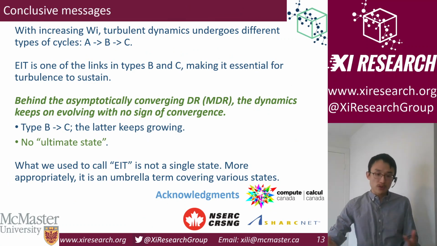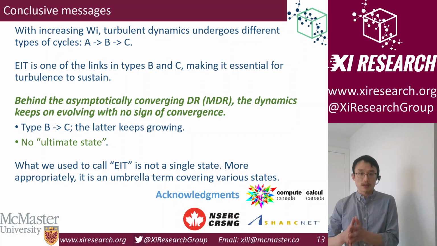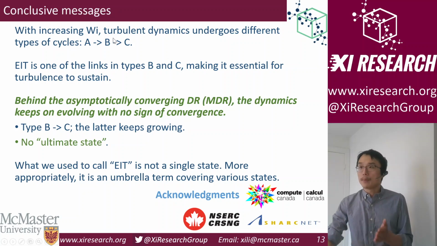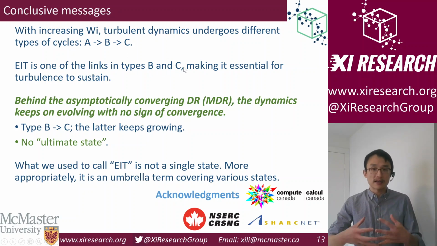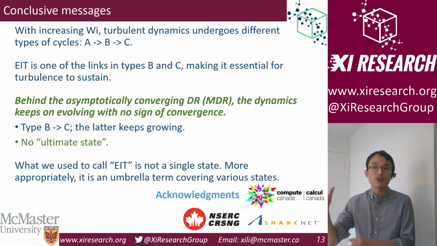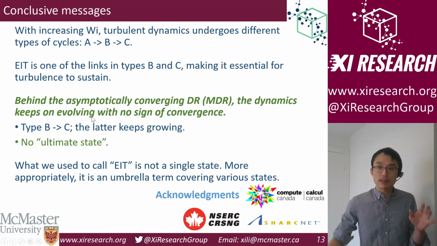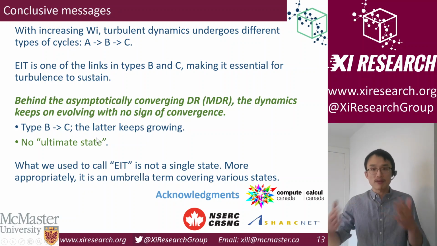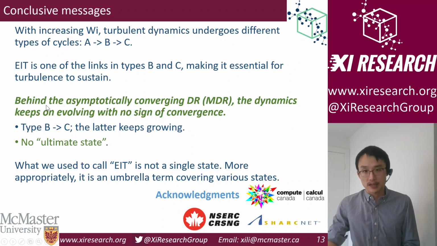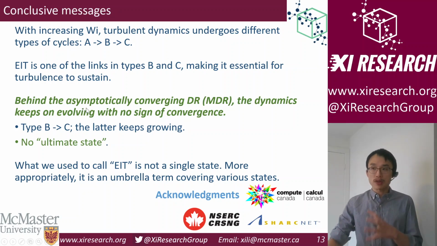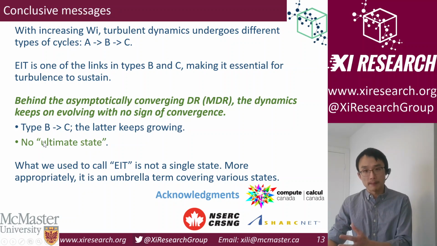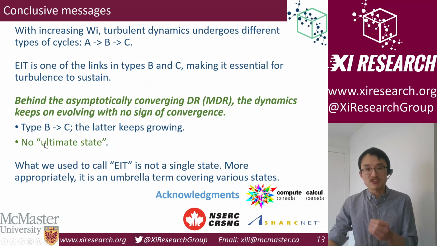So to conclude, we show that with the increasing Weissenberg number, there are three kinds of dynamic cycles from type A to type B to type C. Both type A and type C contain at least EIT as part of their cycle. Therefore, if you remove EIT, the turbulence cannot be sustained. But the most important message here is that for the entire MDR regime in which the mean flow has converged, the underlying dynamics keeps on changing. Therefore, there's no single ultimate state that's responsible for this converged mean flow at the MDR, and that challenged us.